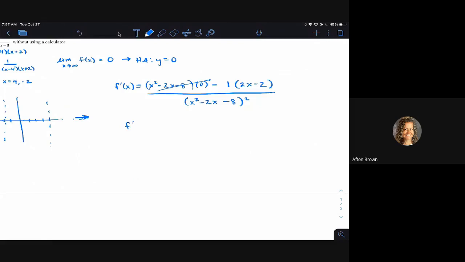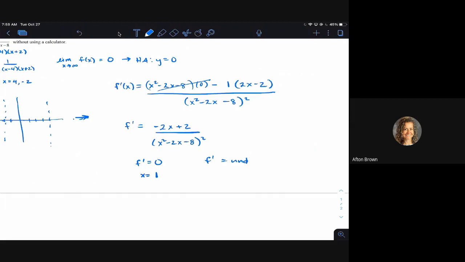Looks bad, but if I distribute that negative, I've got that on top. This on the bottom, I would never FOIL out. I need to ask myself, when is this equal to 0 and when is it undefined? When is a fraction equal to 0? Top equals 0. That's easy enough. That's at x equals 1.